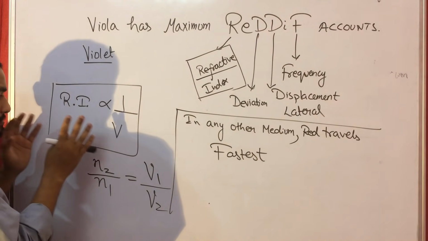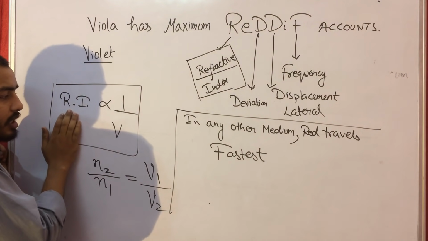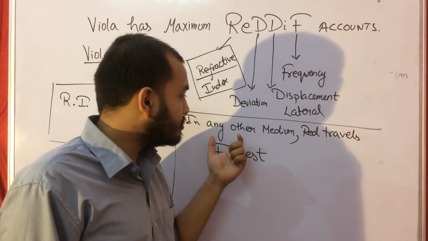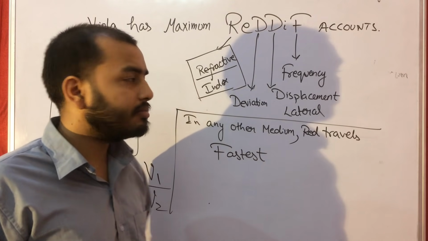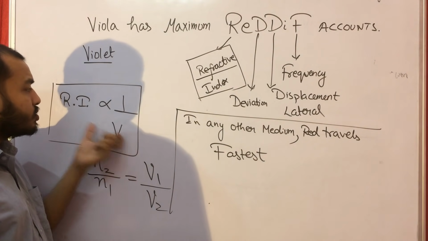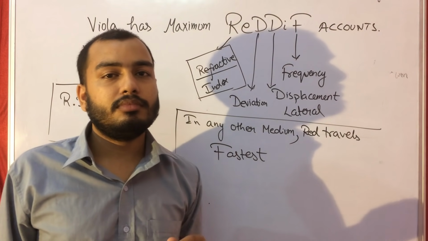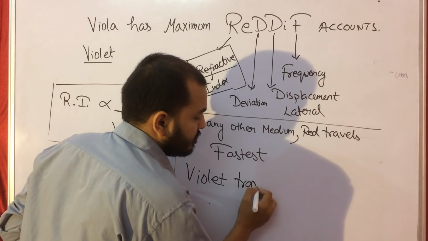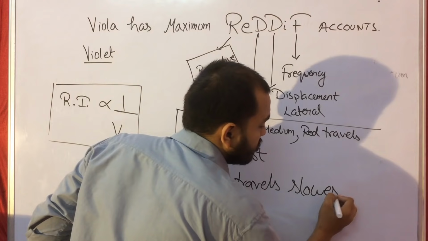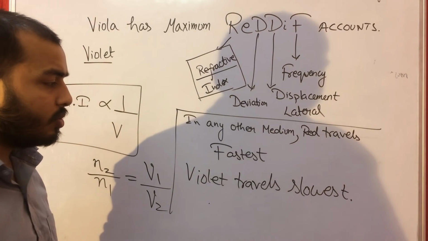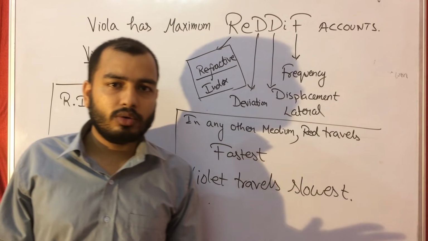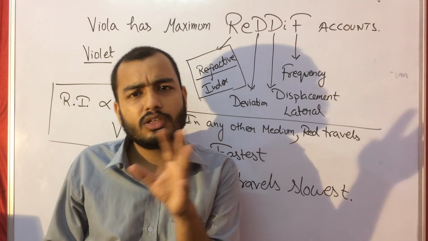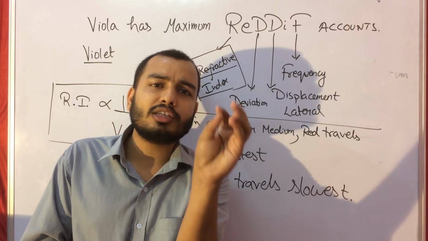Now you come to this formula. Refractive index is inversely proportional to speed. So inside glass, red has the maximum speed. This is maximum, so its refractive index will be minimum. And in any other medium, violet travels slowest. We don't know why these colors slow down. That's nature. Red travels fastest in glass or water. Violet travels slowest.